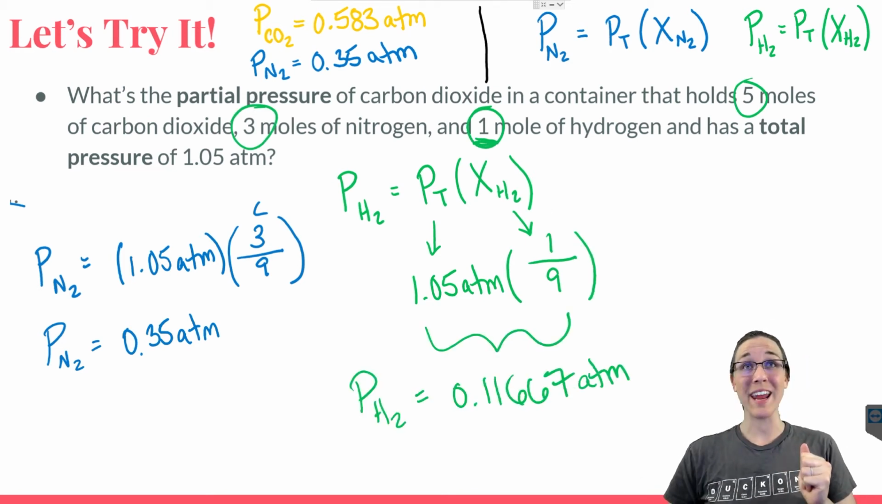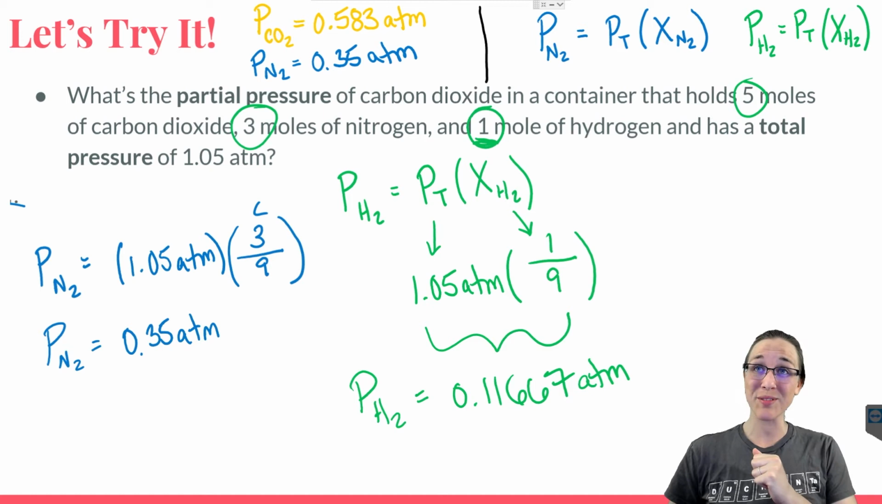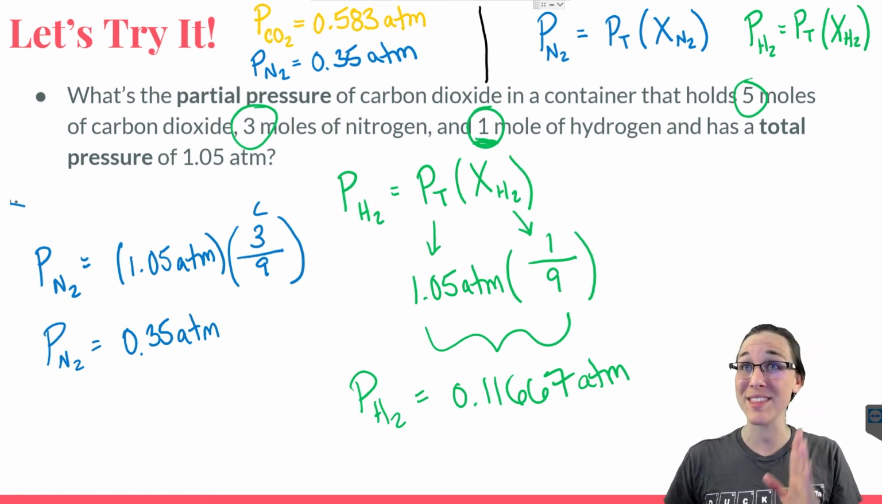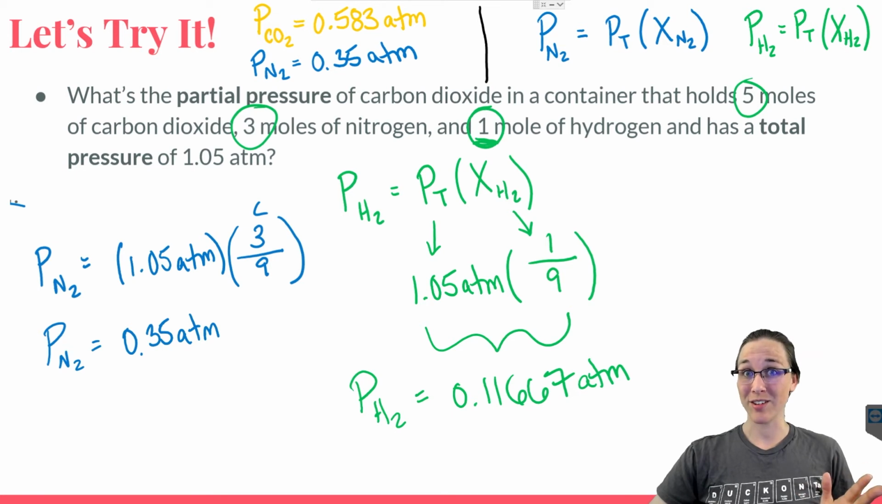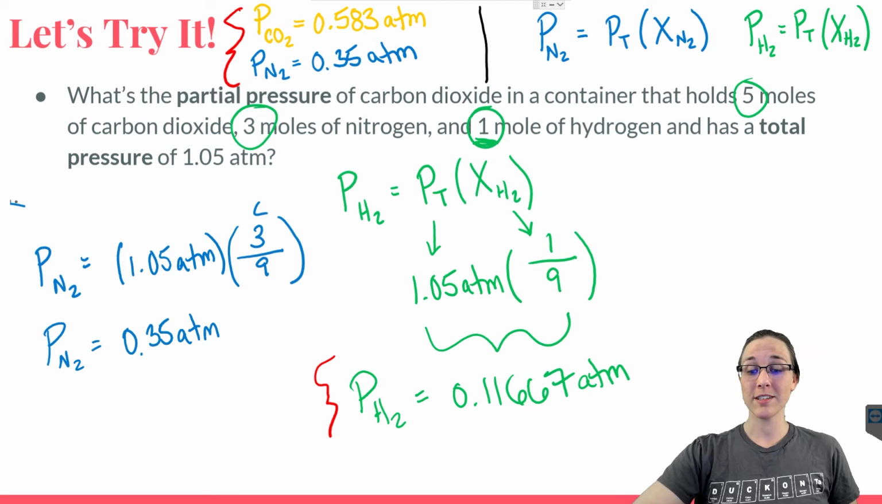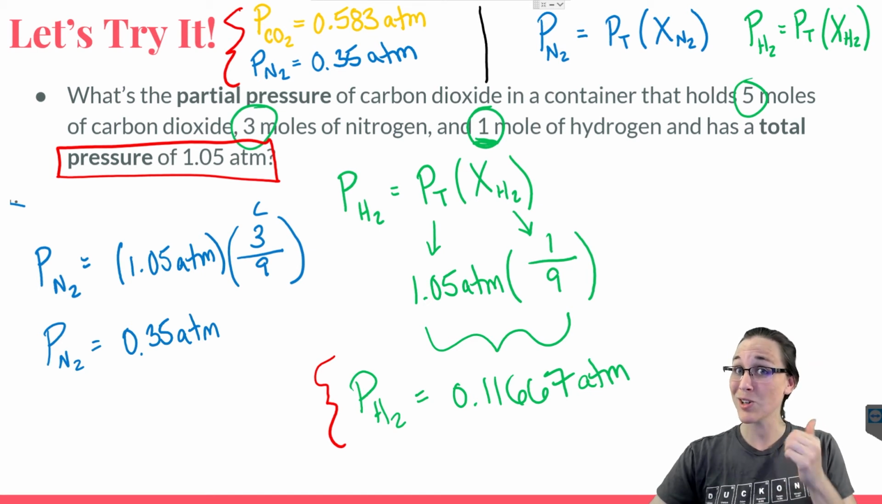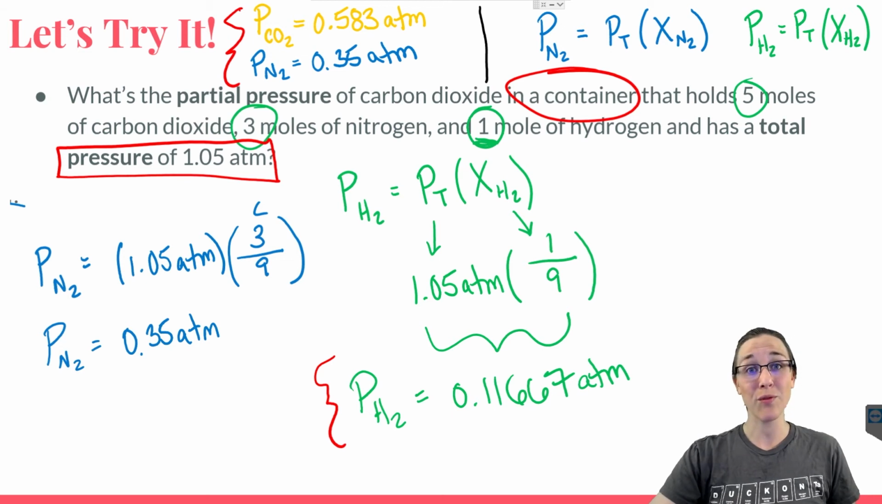All right, so hopefully you got a partial pressure for nitrogen of 0.35 ATMs and a partial pressure for hydrogen at 0.11667 ATMs. Now here's the great thing about these specific calculations. You can always check your work and make sure you got the calculation correct. If you did it right, these three pressures together should equal the total pressure of the container, because we're assuming that all three of these gases, carbon dioxide, nitrogen, and hydrogen, are in the same container, therefore contributing to the total pressure according to Dalton's law.